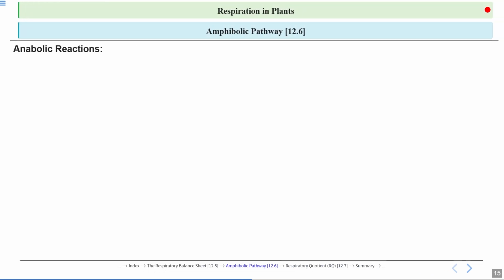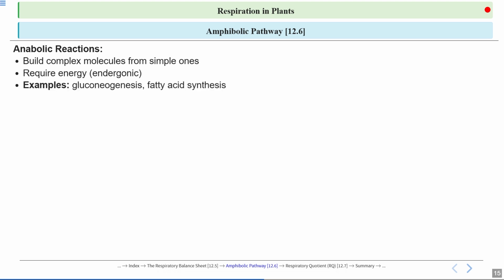Now let's talk about anabolic reactions. So what are anabolic reactions? They build complex molecules from simple ones. That is, smaller molecules make up larger molecules with the input of energy. Because energy has to be given from outside, the process requires energy and therefore it is known as endergonic. Examples of such processes include gluconeogenesis as well as fatty acid synthesis.